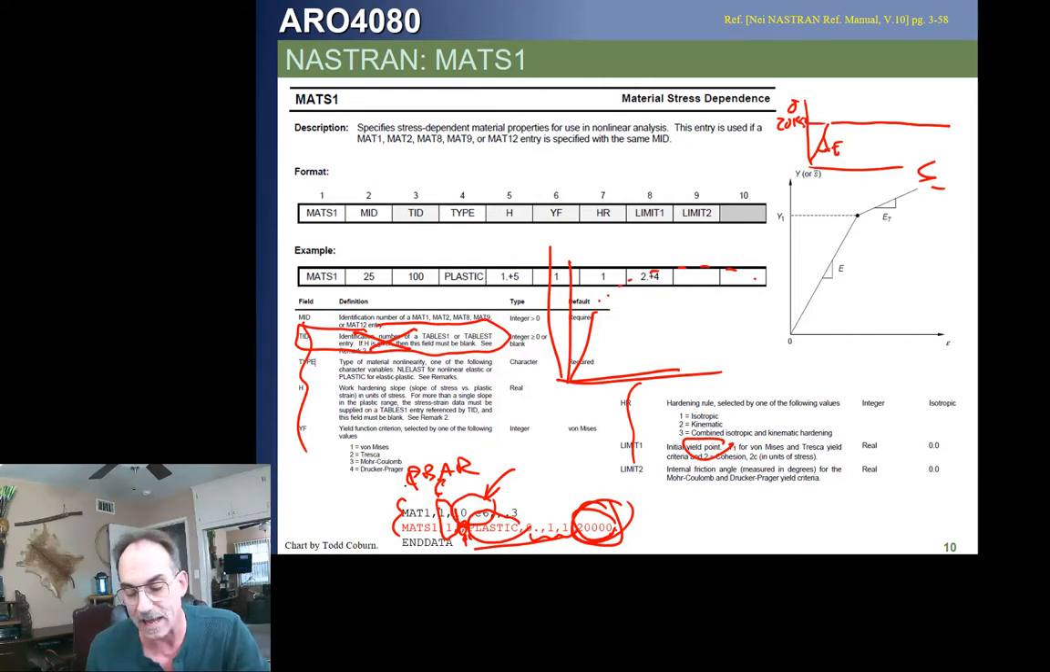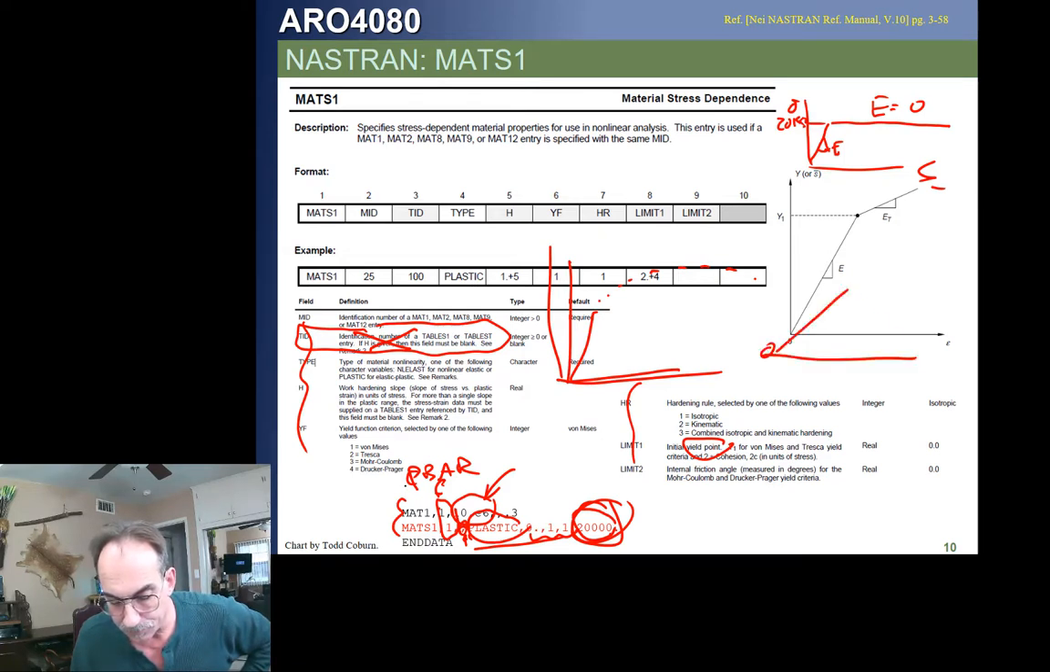Which means the E at that point is 0, which basically means that when NASTRAN runs its analysis, let's say we have a truss that we run nonlinear, let's say it's on rollers, and we apply a load, what'll happen is each of these members will pick up load using an E of 10 million until the stress gets above the yield point.